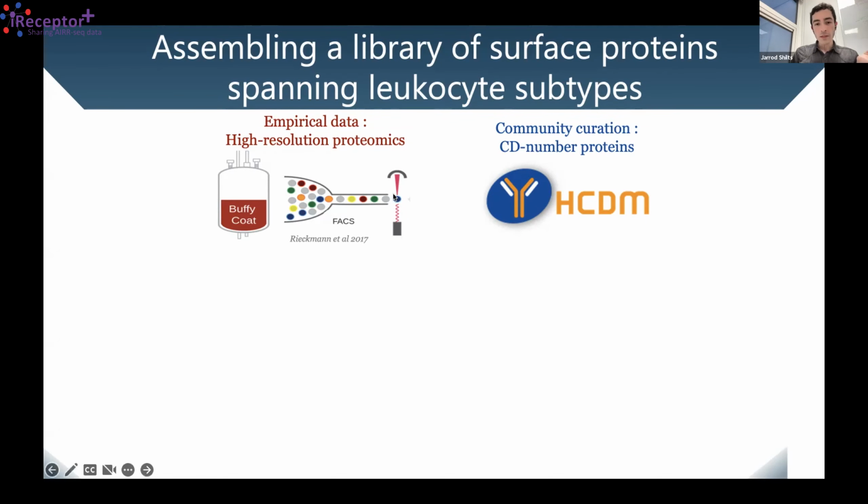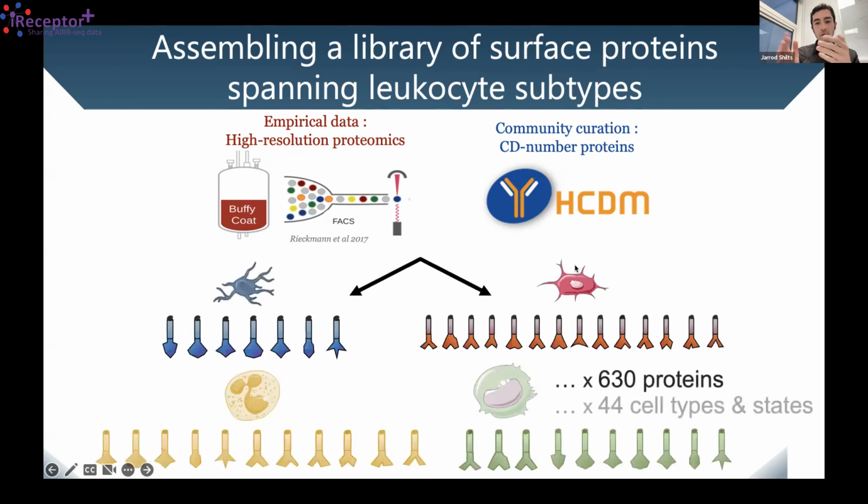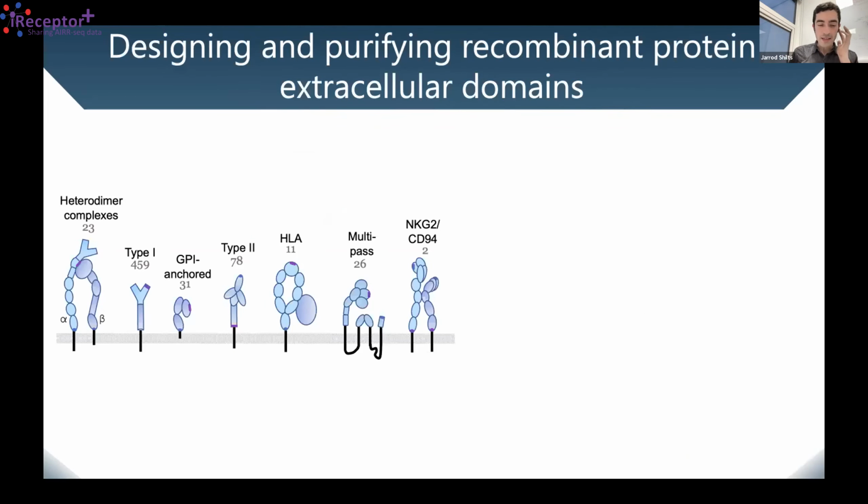To figure out all the surface proteins we had on immune cells, we combined empirical data sources from proteomics, where they isolated cells and measured what's on their surface, plus good community-curated resources where there's also data on what's on their surface. From that, combining about 44 different cell types and cell states of human immune cells, particularly the leukocytes in blood, we identified 630 unique cell surface proteins that we were able to express and isolate through our expression method. That's, of course, quite a large number, so I'll talk through how we did some of this to get our full interaction map.